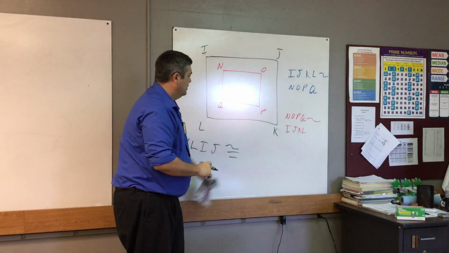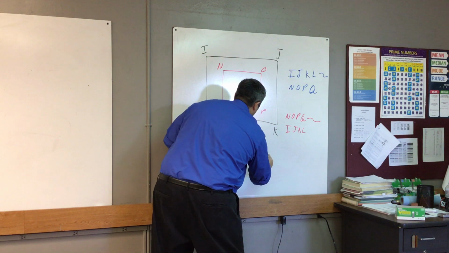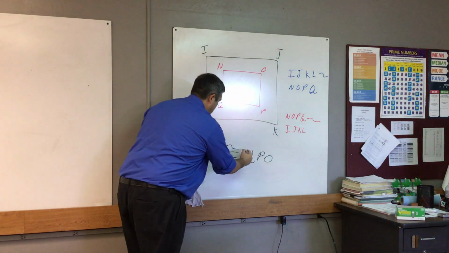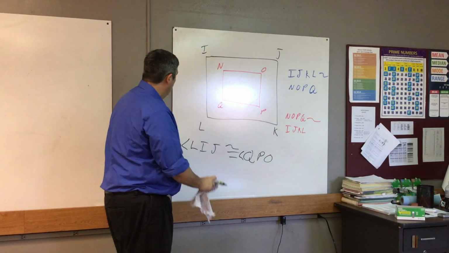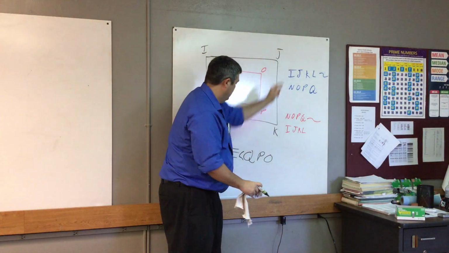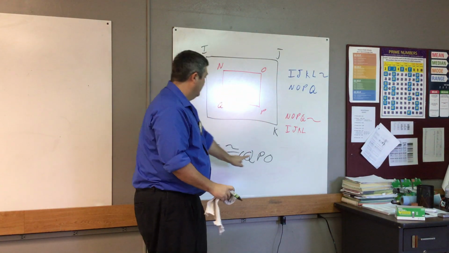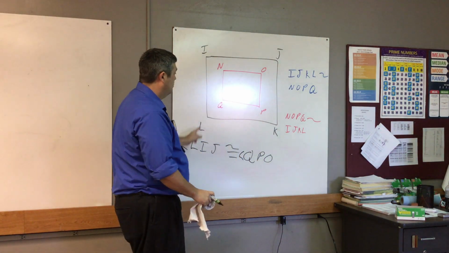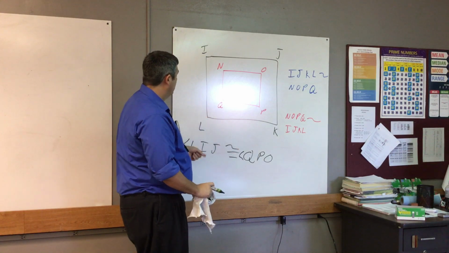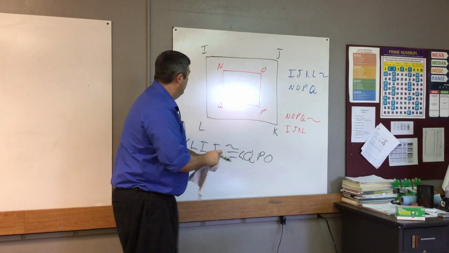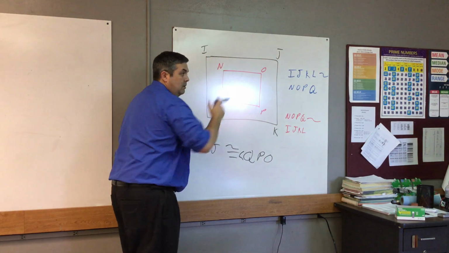Okay, LIJ is congruent to QPO. Angle QPO. Are those two congruent? Well, LIJ and QPO, well, is angle I and angle P congruent? Well, no, they're not the same. They're not the same because it's not a representation of the same angle. LIJ, angle I, should be congruent to angle N.